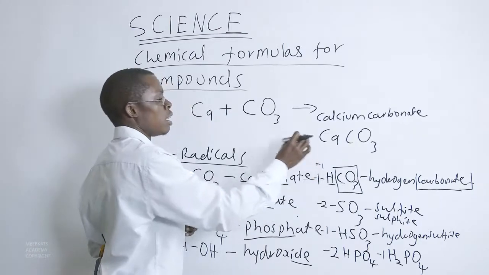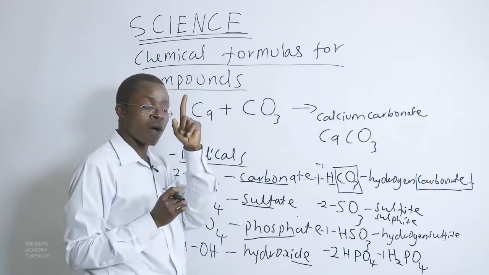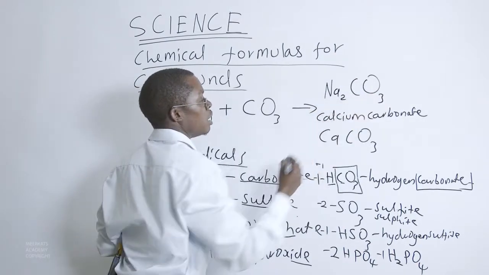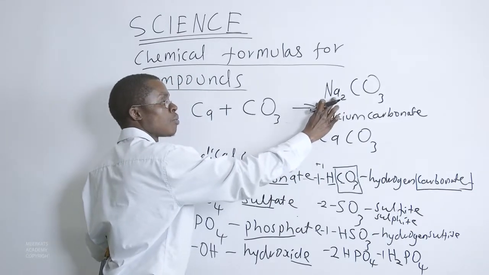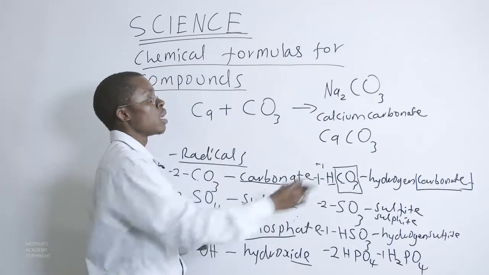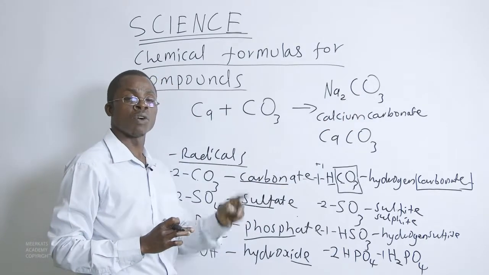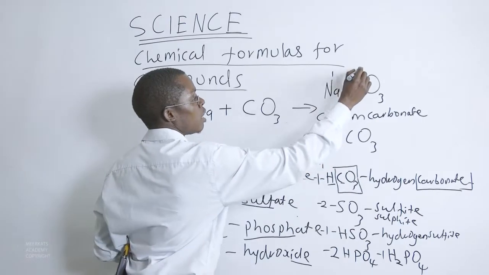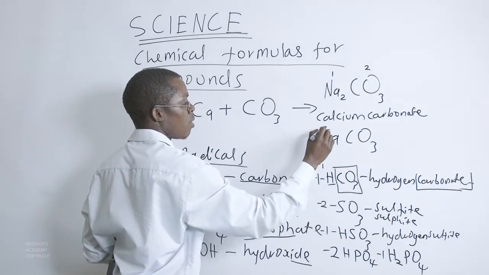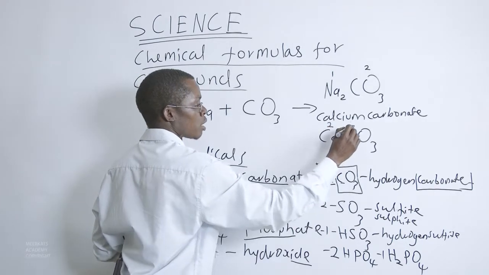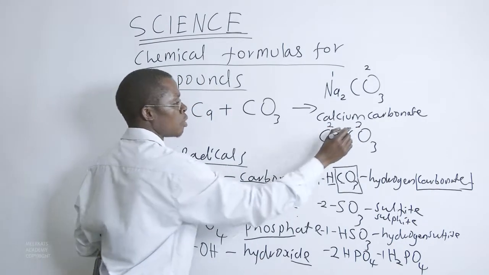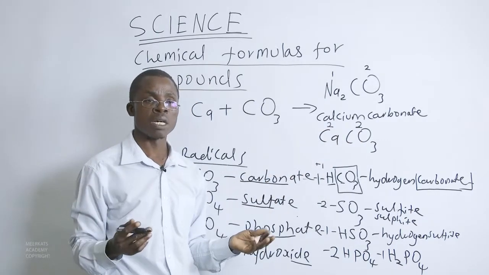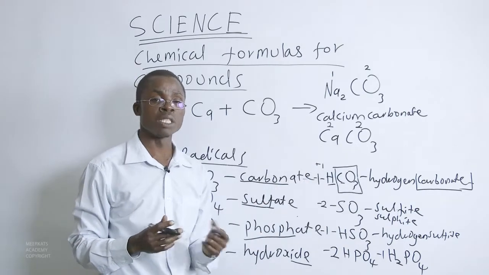This shows that sodium had a combining power of 1. Sodium carbonate. In this one, sodium has a combining power of 1. Carbonate has a combining power of 2. Calcium has a combining power of 2. Carbonate has a combining power of 2. So because these 2 and 2 being the same, they cancel out each other, making the formula remain the way it is and it is correct.